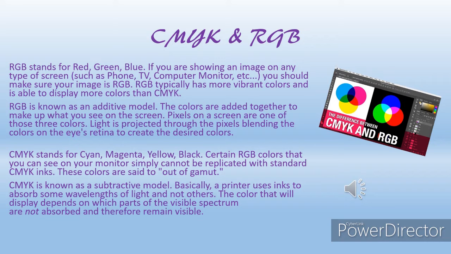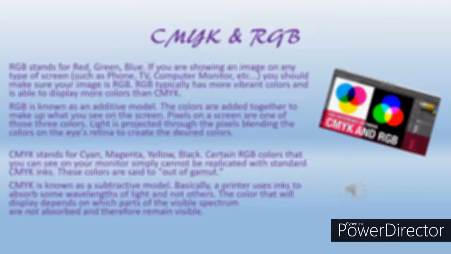CMYK stands for cyan, magenta, yellow, and black. Certain RGB colors that you can see on your monitor simply cannot be replicated with standard CMYK inks. CMYK is also known as a subtractive model. Basically, a printer uses ink to absorb some wavelengths of light and not others. The color that will display depends on which parts of the visible spectrum are not absorbed and therefore remain visible.